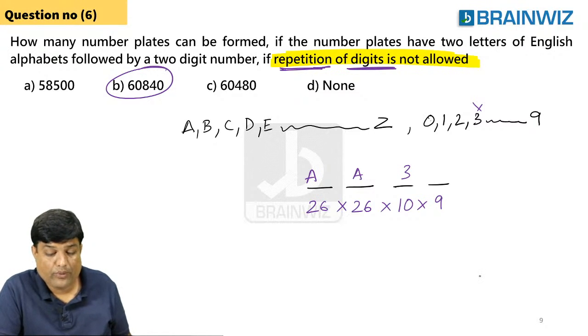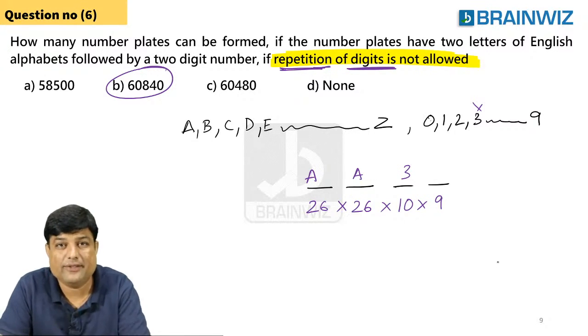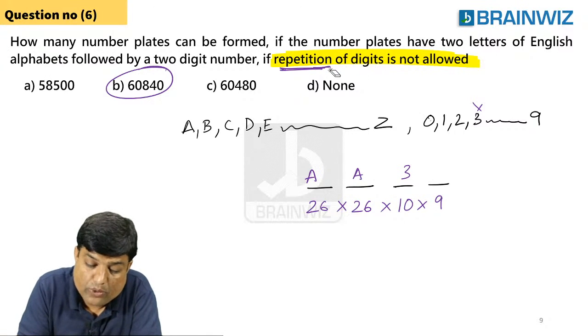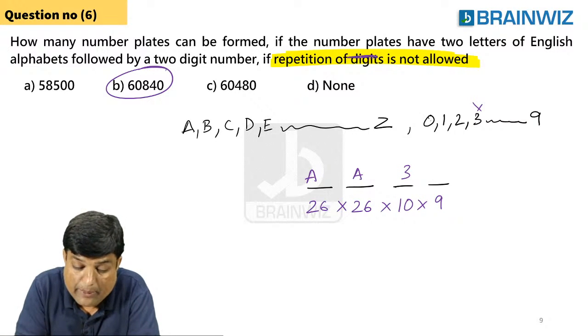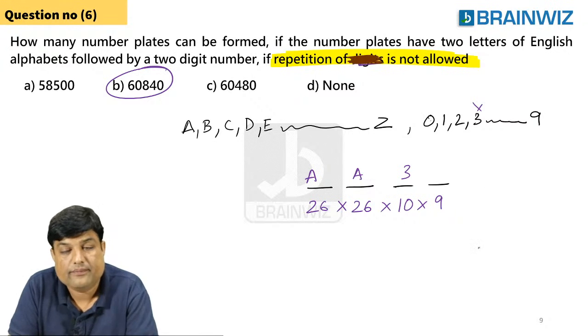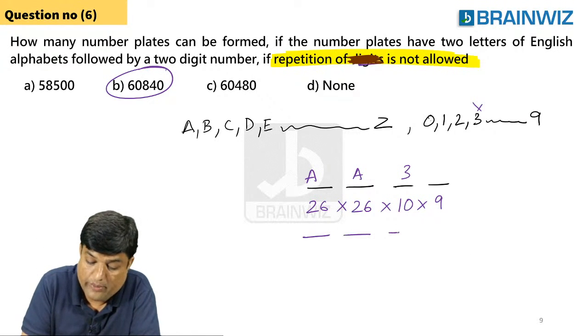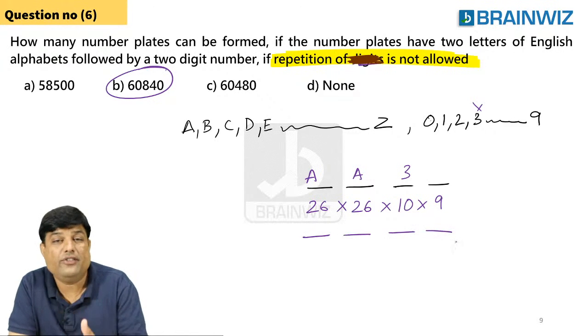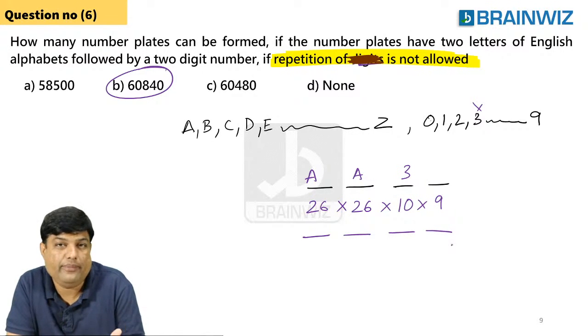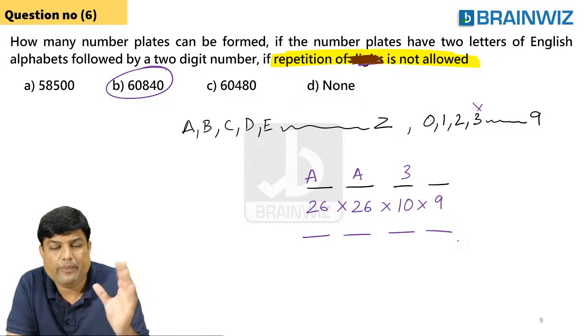Okay, this is one of the important questions. Suppose, in case, let's try to have a small variation here. Suppose he told you the question something like this: repetition is not allowed. Let's try to have a combination here. Repetition itself is not allowed. He did not mention any alphabets. He did not mention any digits. Just repetition is not allowed.